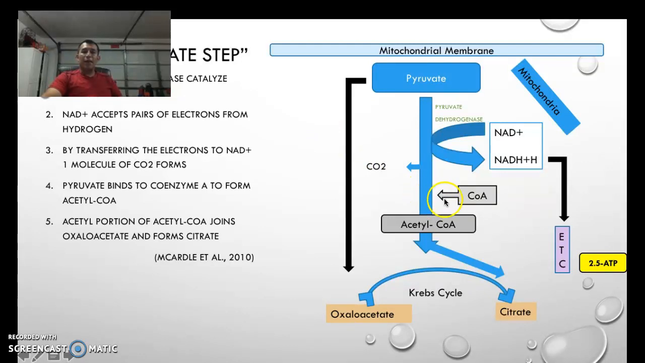Coenzyme A binds to pyruvate to form acetyl-CoA. Once that binds, the acetyl portion of acetyl-CoA binds to oxaloacetate in the Krebs cycle to create citrate.